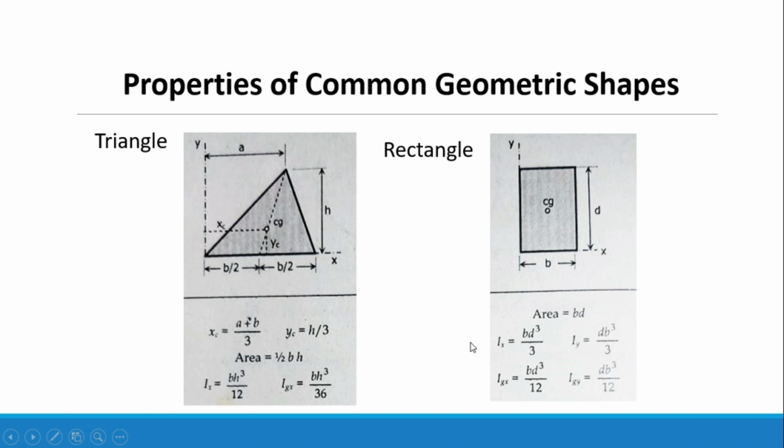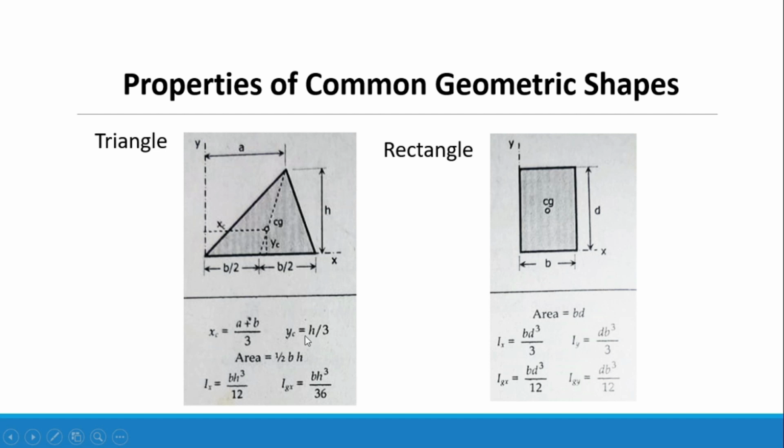Properties of common geometric shapes. These are formulas generated based on the centroid and moment of inertia. For a triangle with a base b, a height h, and the distance a, to find x sub c, it is equal to a plus b all over 3.